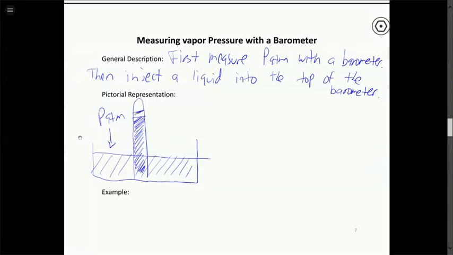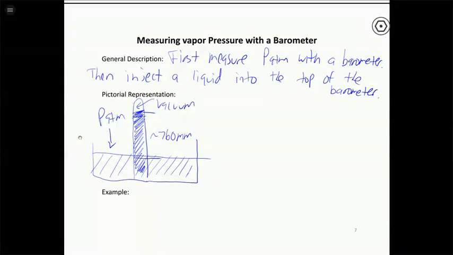Make that a little bit higher just to exaggerate. Initially, remember that this part of the barometer is under vacuum. There's no pressure in there. And the height of this column at atmospheric pressure is typically going to be around 760 millimeters. Okay? So that's what we're starting at. We measure the atmospheric pressure, which is usually around 760, but we'll get the exact value by measuring the height of the mercury column. And then we're going to add a liquid to the top part.